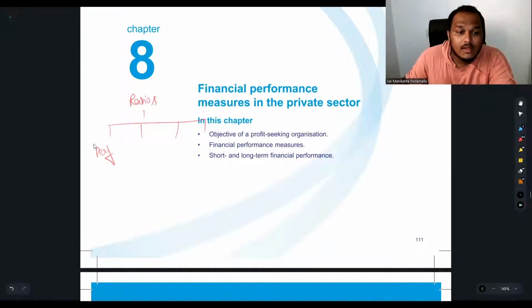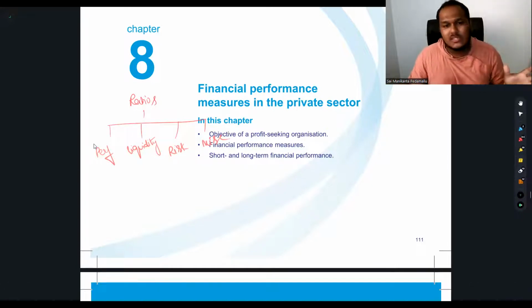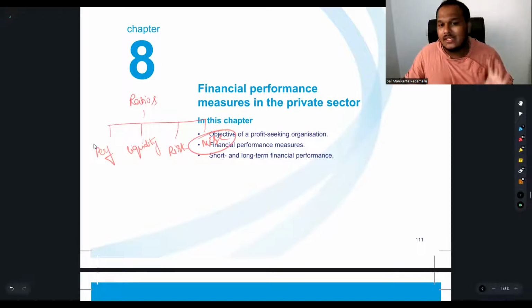Then liquidity related ratios, then risk related ratios, and then the last one would be other miscellaneous ratios. This is how I usually classify my ratios. Sir, there could be 10 other types. I don't mind. All of them I'll put in the last category, miscellaneous ratios.